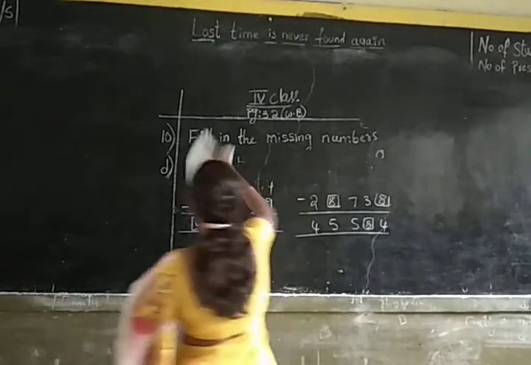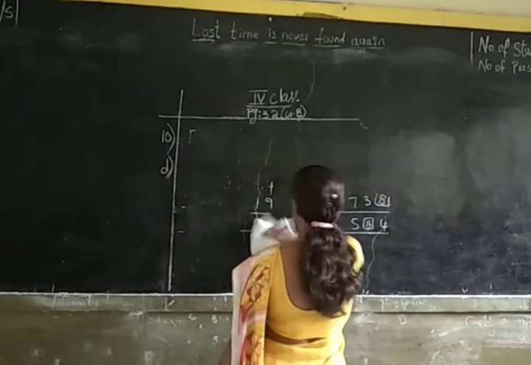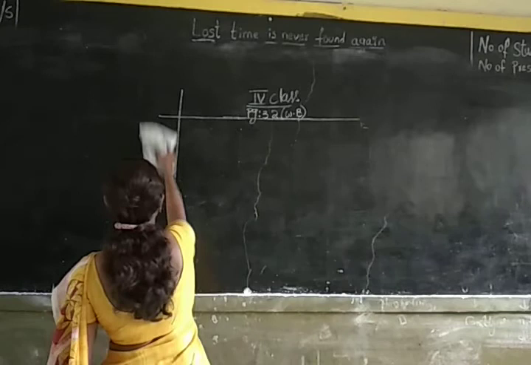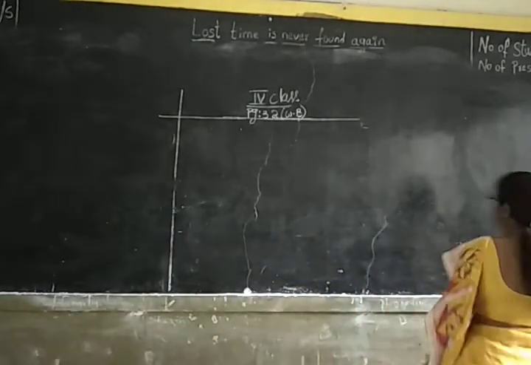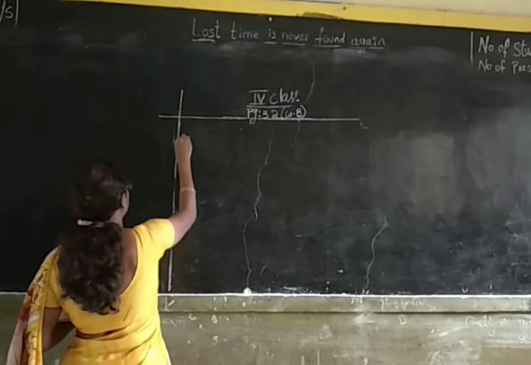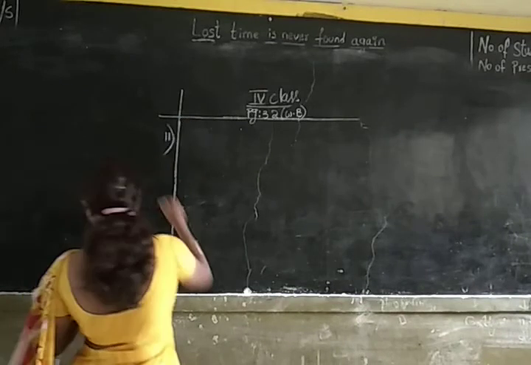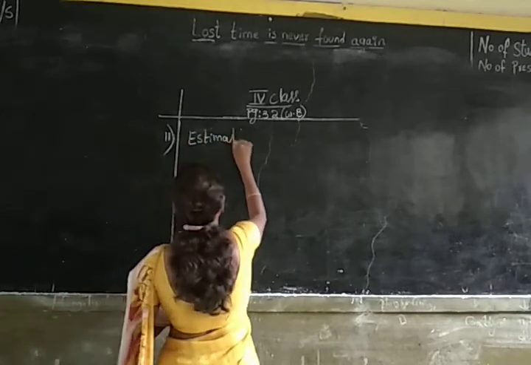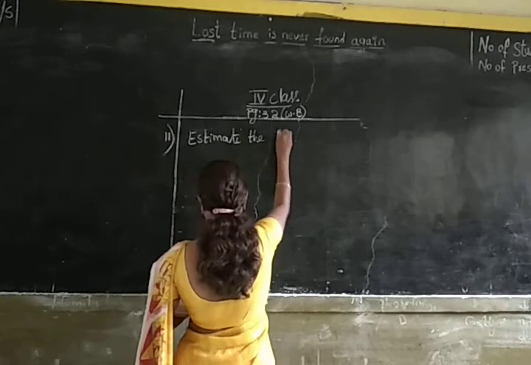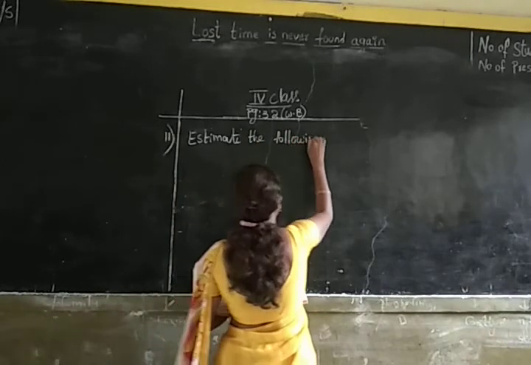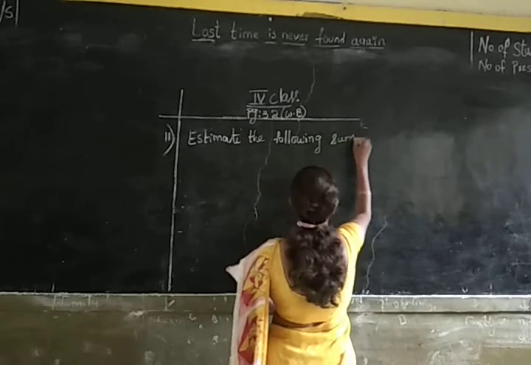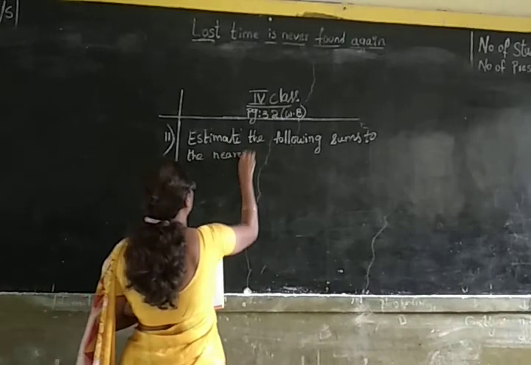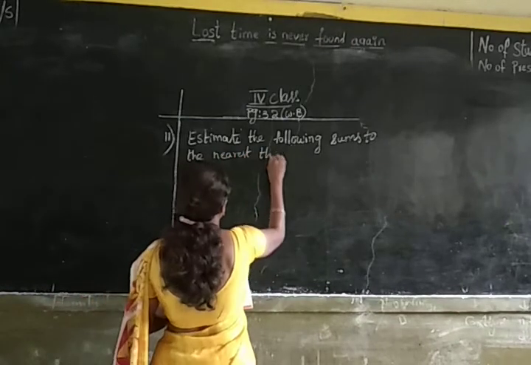Now let us do the 11th sum. Estimate the following sums to the nearest thousands.